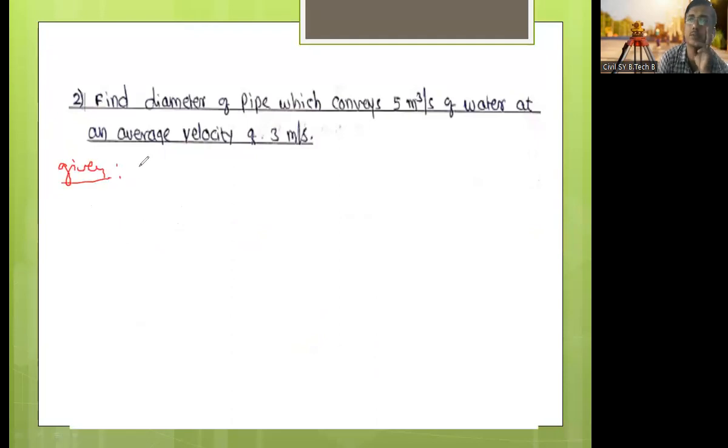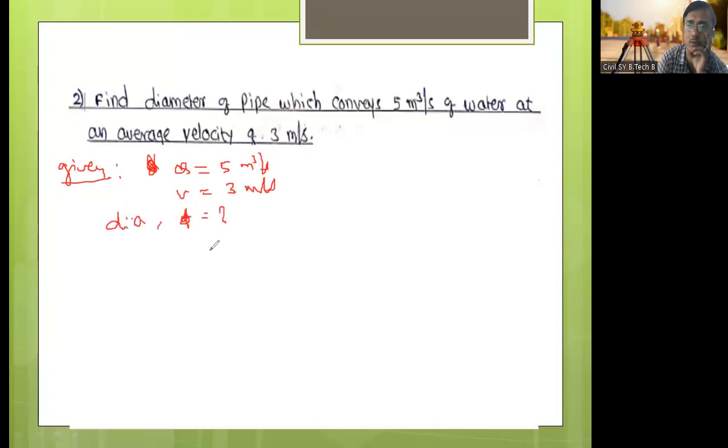This problem is similar to the previous one, but here we have to find the diameter. Diameter is not given. Discharge is given. Q is equal to 5 meter cube per second. Velocity V is given, 3 meter per second. Which formula will we use here? Q is equal to A into V. Correct.